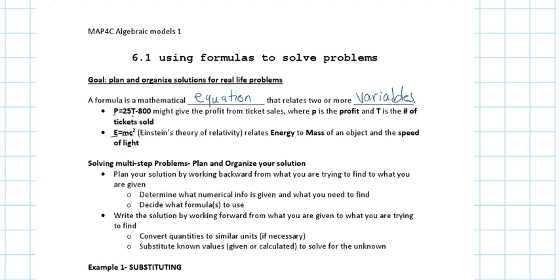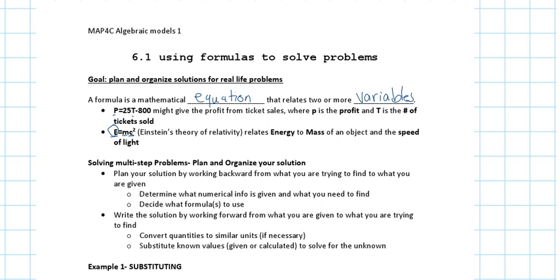Let's say if you know the energy, right? And the speed of light is a constant, you can solve for m by rearranging the formula, yes? Okay, so this is what we're going to be doing in this chapter, okay? So there are multiple ways to solve multi-step problems, okay? So plan your solution by working backward from what you are trying to find to what you are given, okay?